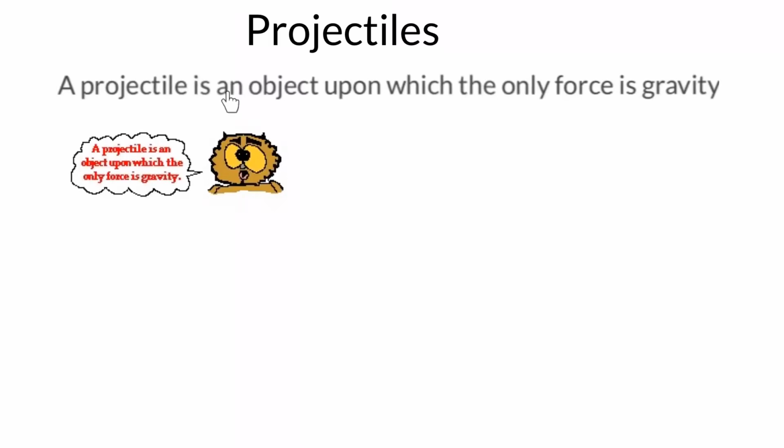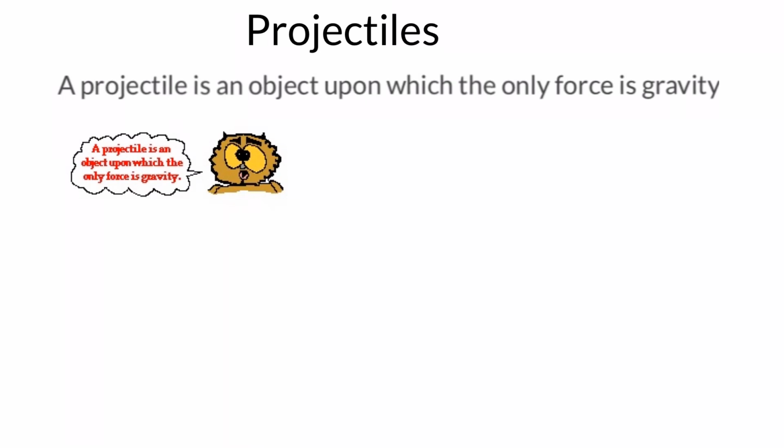Today I am with you with my new video on projectiles. So in this video we will understand the definition of projectile. Okay, so what is projectile? Projectile is defined as an object upon which the only force is gravity. The only force that acts upon the body is the force of gravity, and there is no other force except the force of gravity. So this is the definition of the projectile.